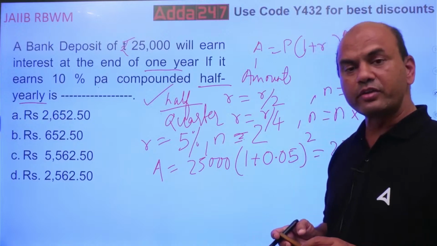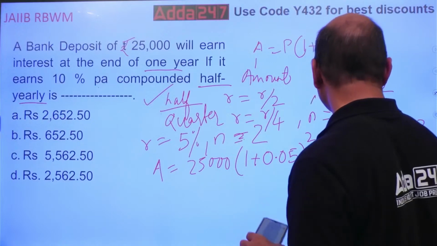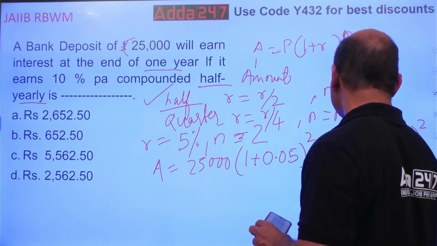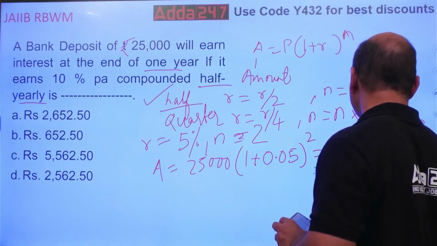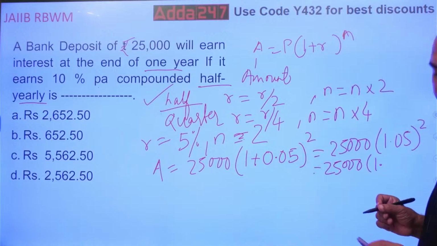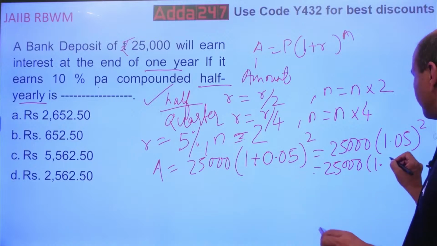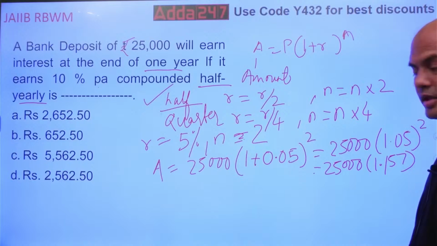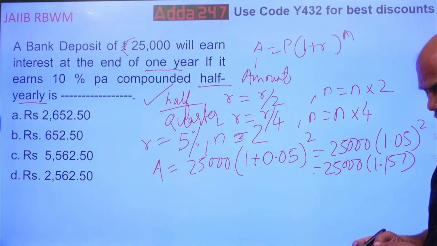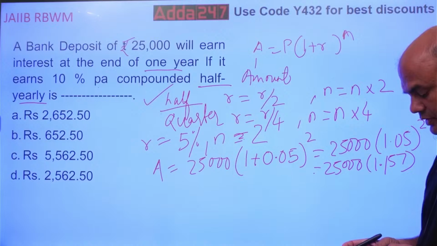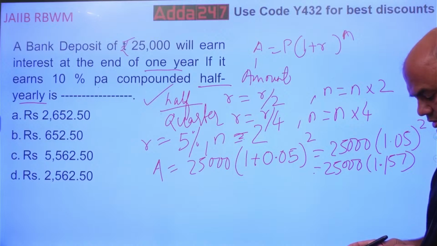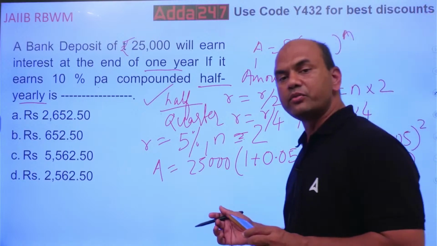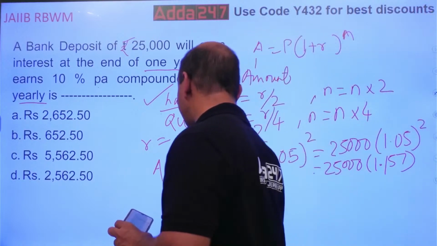So I am getting 1.1025. This answer, 25,000 into 1.1025. What is the answer you are getting? Everyone comment. I am getting 1.1025. Now multiply this into 25,000, because you have to multiply it with 25,000. So it is 28,940.